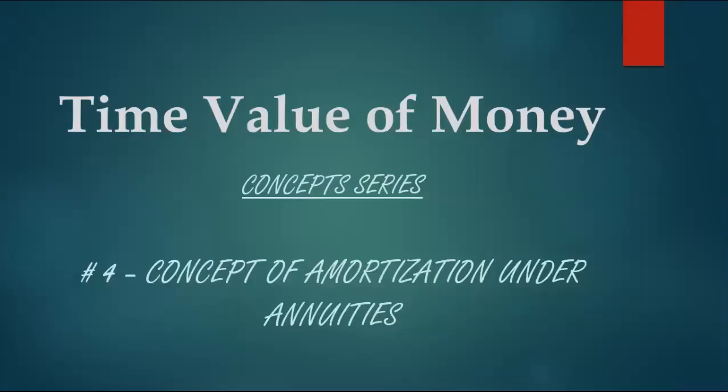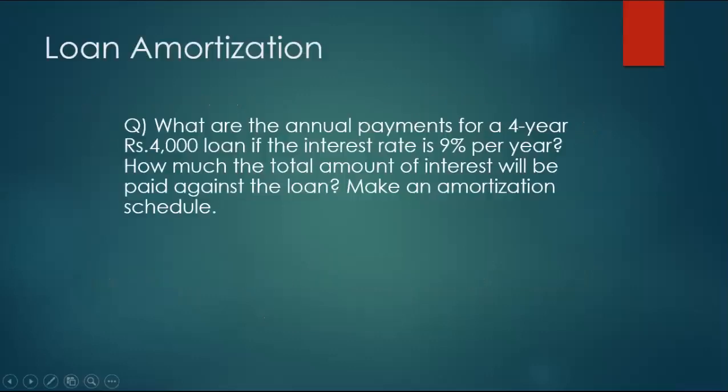Hello viewers. In this video, we are going to understand the concept of amortization, which is part of annuity. So let's take a question to understand the concept. What are the annual payments for a 4-year rupees 4,000 loan if the interest rate is 9% per year? How much total interest will be paid against the loan? Make an amortization schedule.